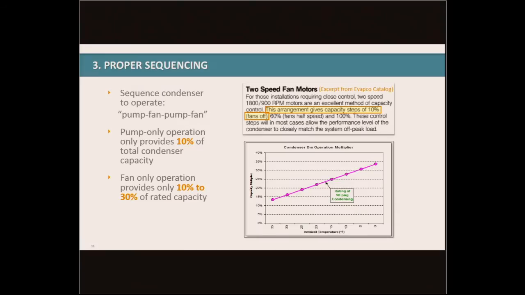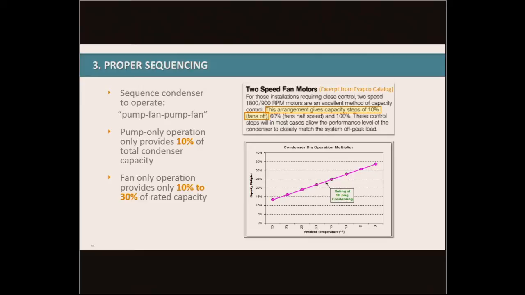The next item I want to talk about here is proper sequencing of the condensers. Sequencing can mean two different things. Number one, we do want to sequence the more efficient condensers first if you have a multi-condenser system. More efficient condensers are the ones that have the higher heat rejection with the smaller fan and pump power. But the point I'm bringing out in the slide here is we want to make sure that we're staging the pumps and fans accordingly so that it goes pump first, then fan, then pump, then fan.